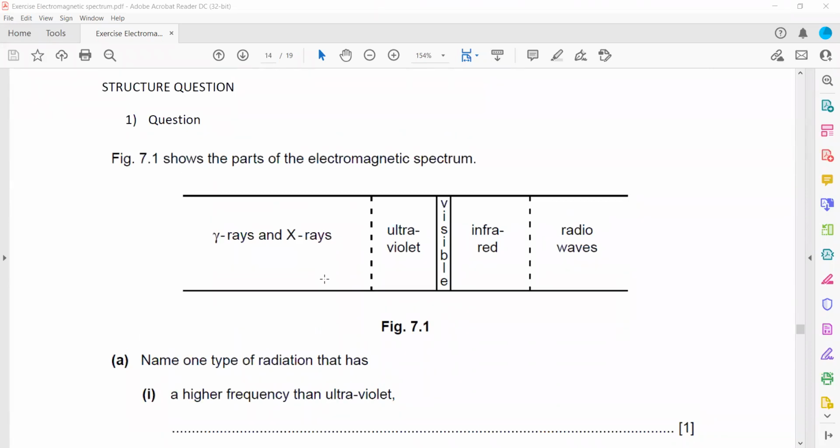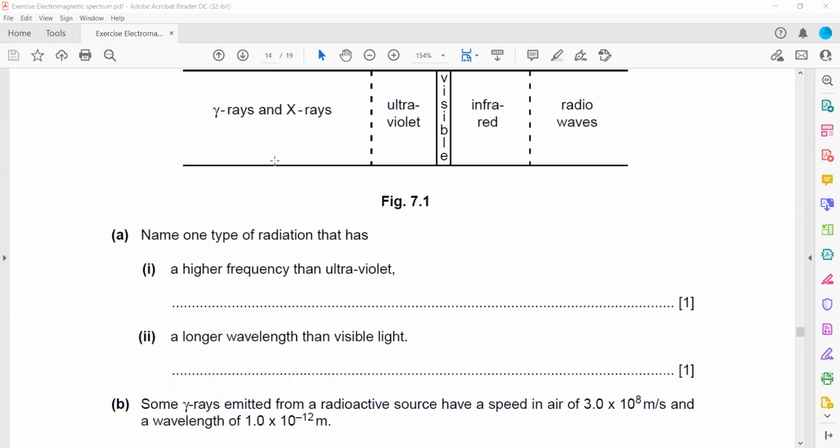Then the structure question. Figure 7.1 shows a part of the electromagnetic spectrum. State one type of radiation that has a higher frequency. So which one is having the higher frequency? We can say gamma or X-ray. Only one we have to say, so that's why we are saying gamma rays.